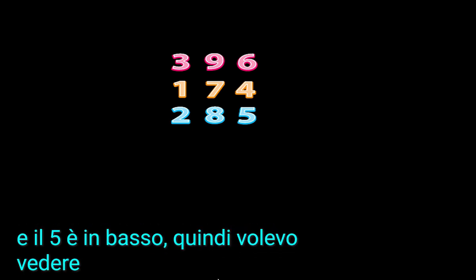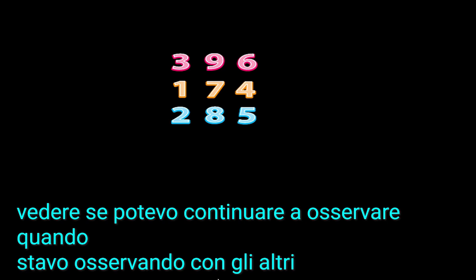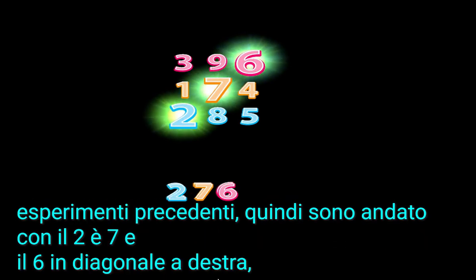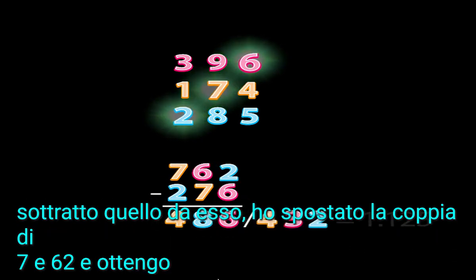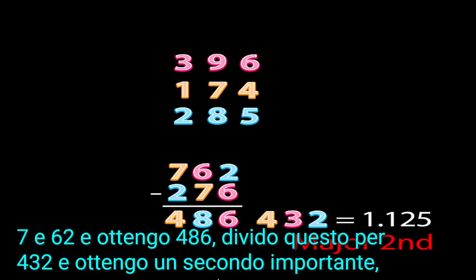So I wanted to see if I could continue witnessing what I was seeing with the other earlier experiments. So I then went with the 2, 7, and the 6 cross diagonal to the right, subtracted that from its shifted pair of 762, and I get 486. Divide that from the 432, and I get a major second.